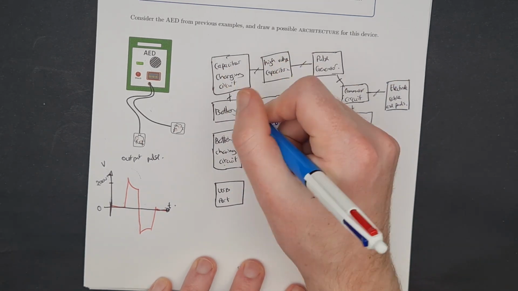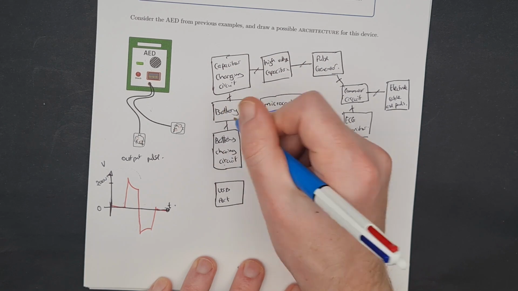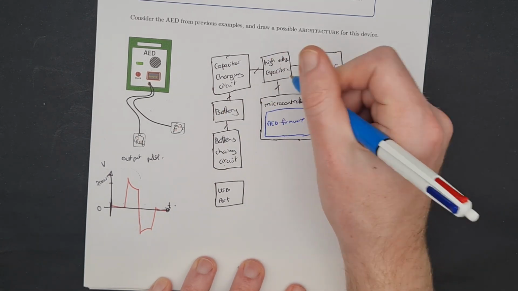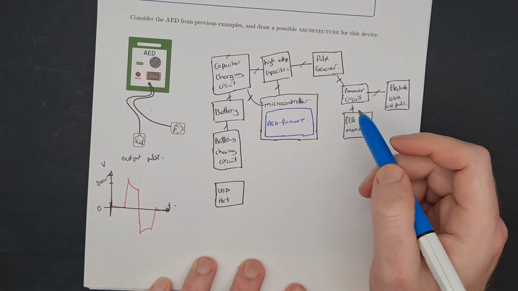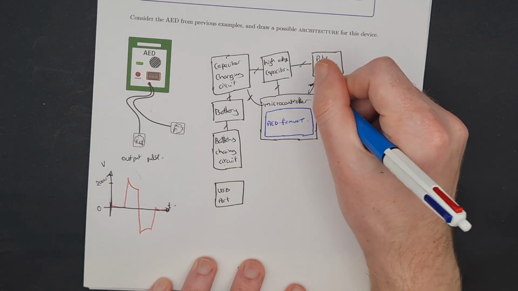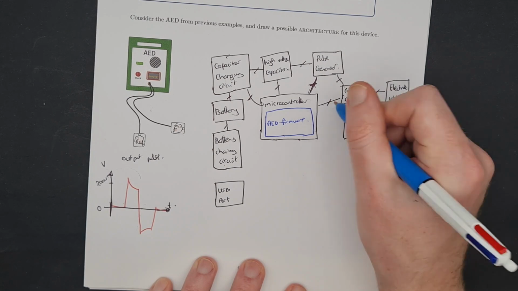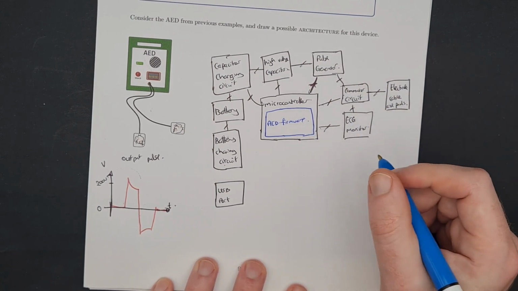The battery will have to be interfaced to the cap charger, the battery charging circuit. Maybe the microcontroller can look at the high voltage on the capacitors, and maybe it controls the capacitor charging circuit. It controls the pulse generator. So that's me drawing an interface, another interface here, another one here, etc.